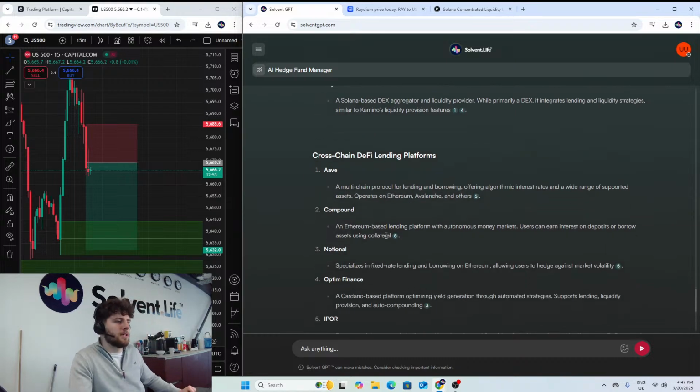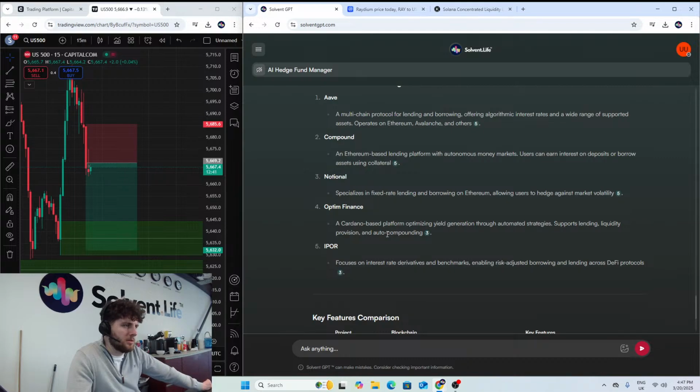Compound, an Ethereum-based lending platform with autonomous money markets. Users can earn interest on deposits and borrow assets using collateral. So that sounds promising. Notional, an Ethereum-based one. IPOR.